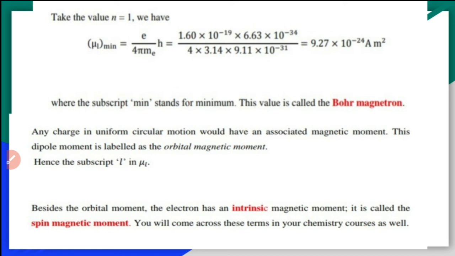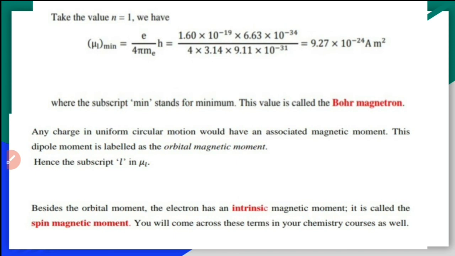This fundamental magnetic moment is called the Bohr magneton, and the value of the Bohr magneton is 9.27 into 10 raised to minus 24 ampere meter square. Any charge in uniform circular motion would have an associated magnetic moment. This dipole moment is called the orbital magnetic moment.